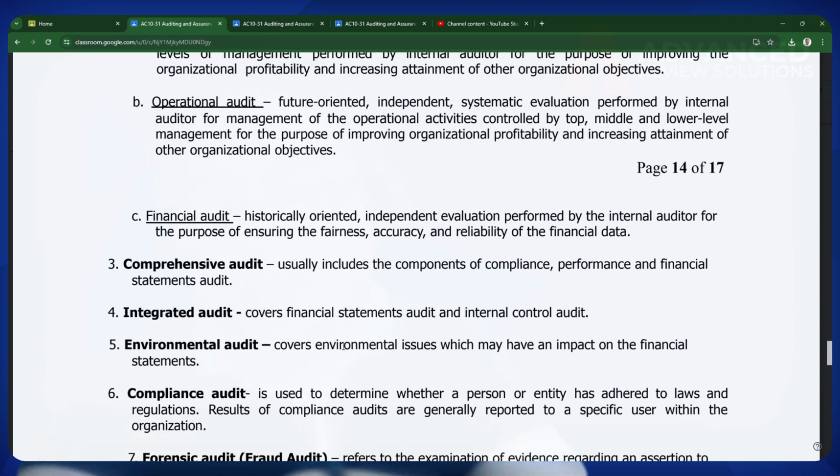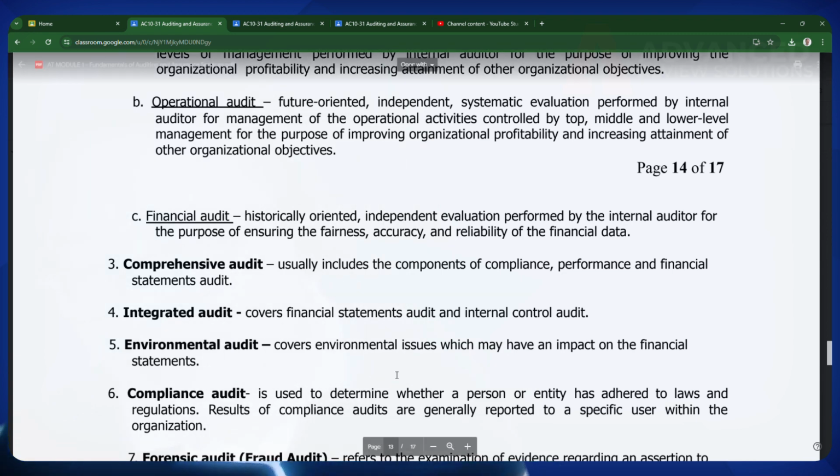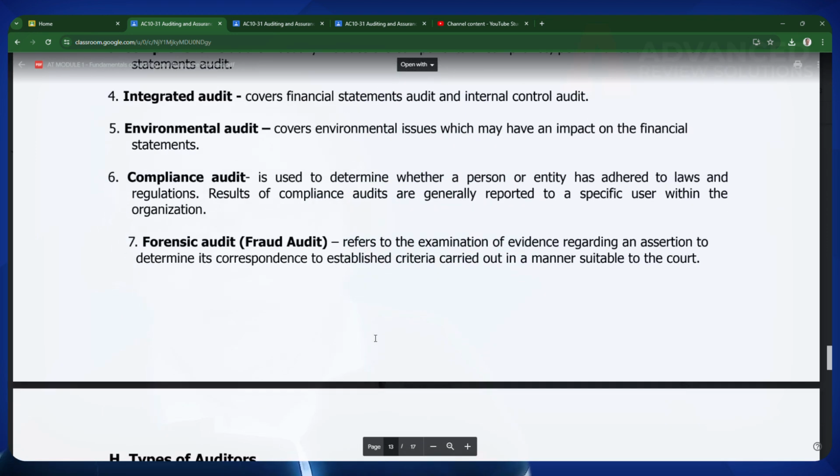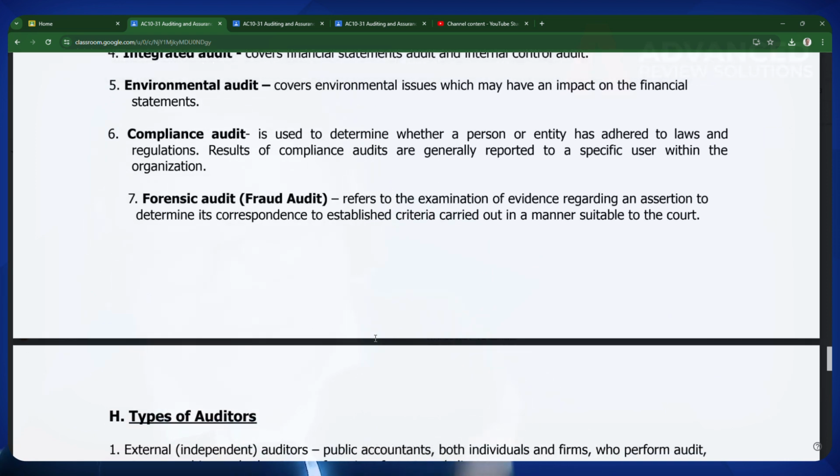We have comprehensive audit, components of compliance or performance audit. We have integrated audit, now covers financial statements audit and internal control audit. We have environmental audit, now covers environmental issues which may be of an impact on the FS. Ulit-ulit lang ng compliance, na you have compliance audit used to determine whether the persons or entities had adhered to the laws and regulations. We have forensic, no? Refers to the examination of the evidence regarding the assertions to deem it correspondence to established criteria.